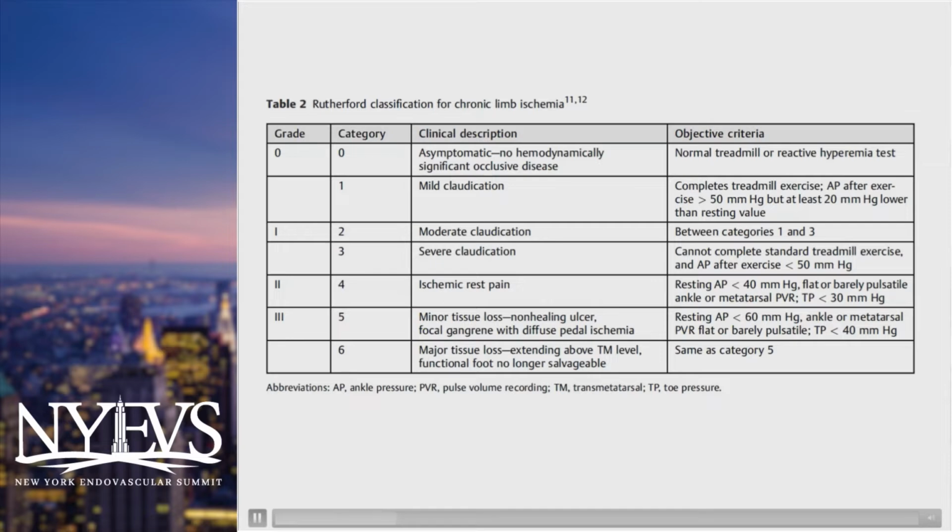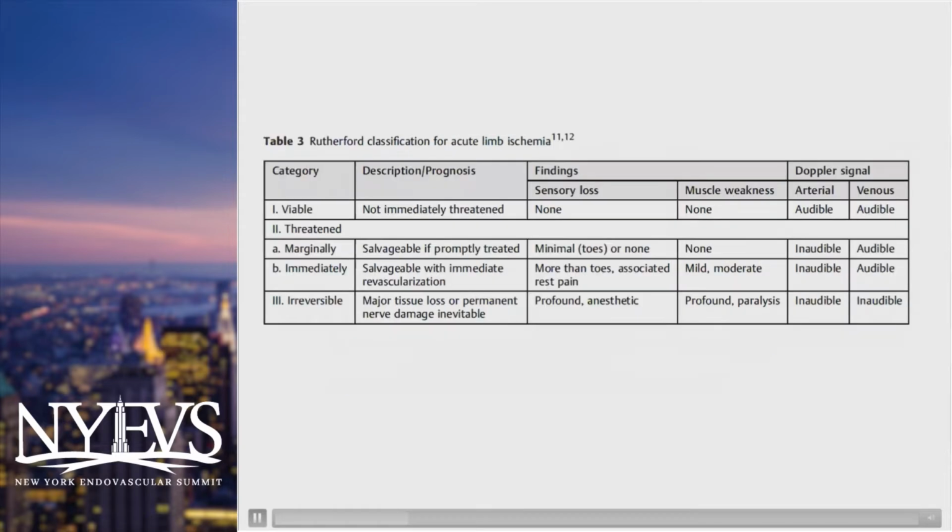Now there are two Rutherford classifications. One applies for claudicants and chronic limb-threatening ischemia, and the other one is acute limb ischemia, which is a totally different ballgame, and that's not the topic for this talk. I just put it there to let you know that there are two different Rutherford classifications.